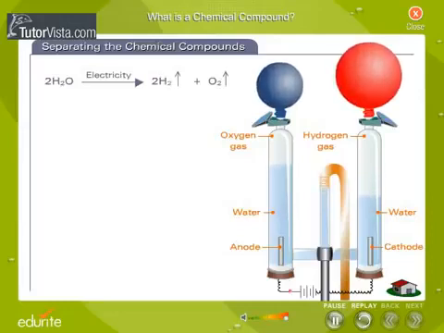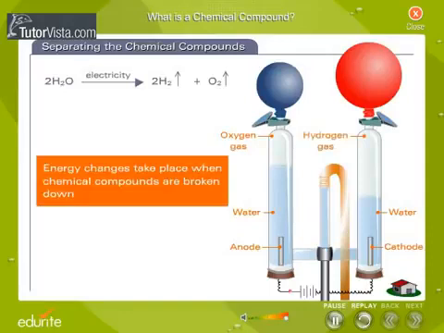There are 2 hydrogen atoms for every atom of oxygen in a water molecule, H2O. Therefore, the red balloon fills up faster. Thus, when water is electrolyzed, oxygen gas is formed at the anode, while hydrogen gas is formed at the cathode. Energy changes take place when chemical compounds are broken down.